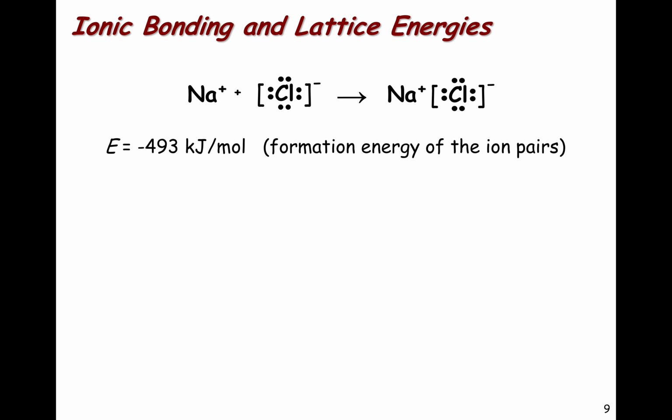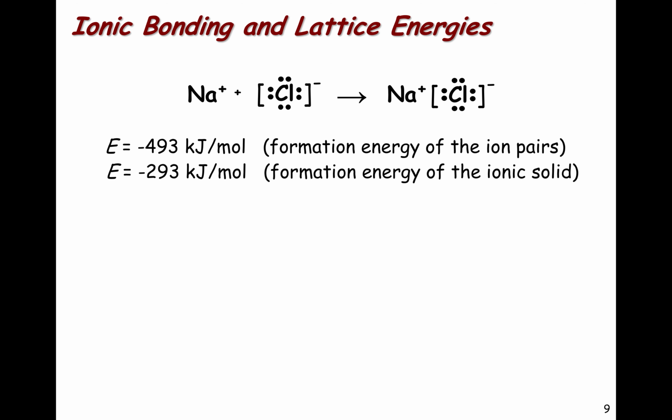In addition to that, then, is the formation of the combination of many of these ion pairs that come together to form the crystal lattice, the three-dimensional repeating pattern of sodium ions and chloride ions. This releases an additional nearly 300 kilojoules per mole of sodium chloride. So the so-called lattice energy is the sum of those two energy releases, and so we refer to that total amount of energy that is released as the so-called lattice energy.